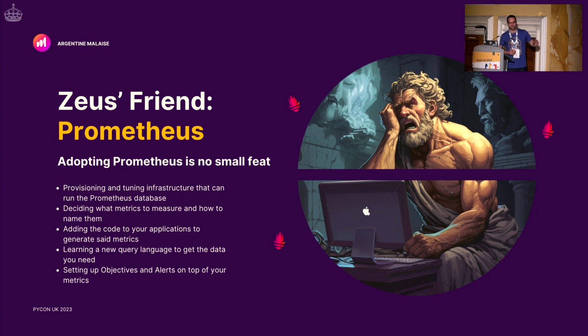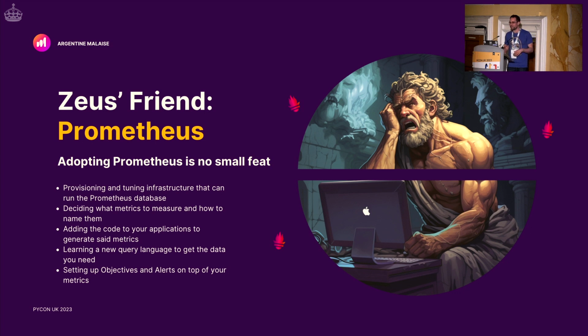Actually, this is kind of legible. I tried to make a bullet list that would be illegible to everyone, but the screen is much bigger than I thought it would be, to drive home the point that there are so many things to consider when you're setting up a metric solution. You have to provision and tune your infrastructure for the database. Then you need to decide on what metrics you want to measure. And then probably the most complicated thing for most teams to agree on is what do you name them?